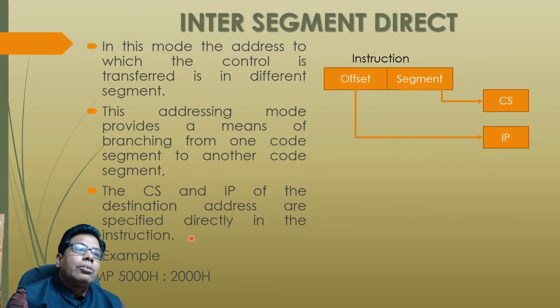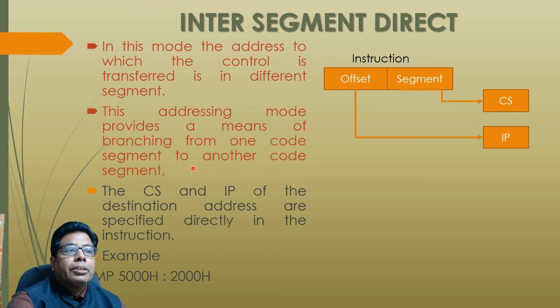Then next we have the inter-segment direct addressing. Now in this mode, the address to which the control is transferred is in a different segment, because it is inter-segment, and this addressing mode provides a means of branching from one code segment to another code segment. So we can branch from one code segment to another code segment using this inter-segment direct addressing.